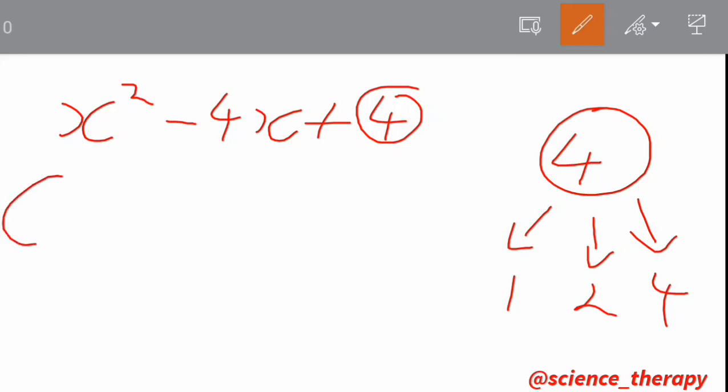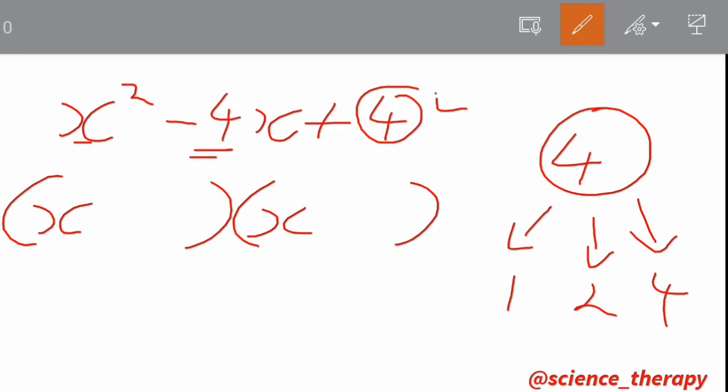Now you want to do the same thing that you did with difference of two squares, which is distribute this first term evenly. So we have x and x. But now to deal with this, we have to check the factors of 4 and say we want 2 factors of 4. When you multiply them, they give you the last term. When you add or subtract them, they will give you the middle term.